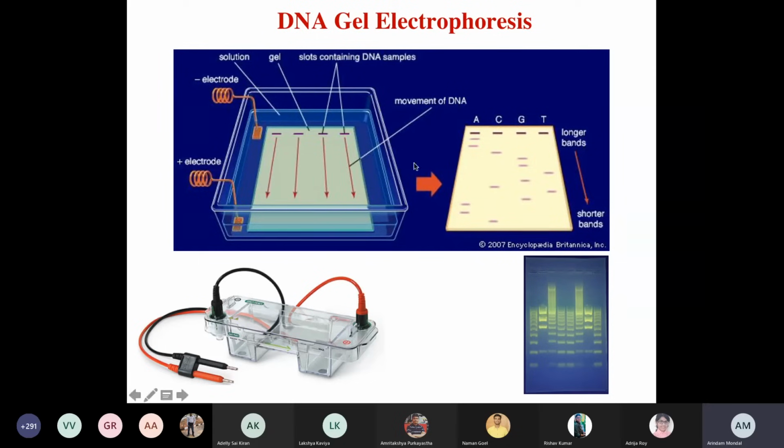So this is the DNA gel electrophoresis apparatus. This is how the apparatus looks, and you have a tray here. This is the magnified image of this particular portion. First of all, you have to prepare a gel, which is the medium through which the DNA will migrate and subsequently get separated based upon their size.